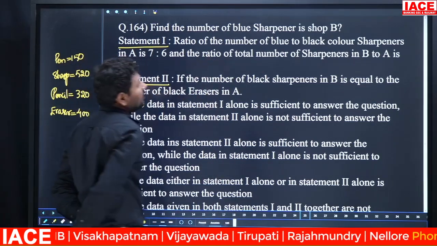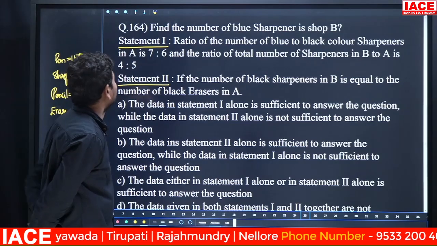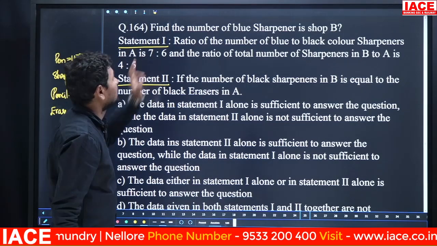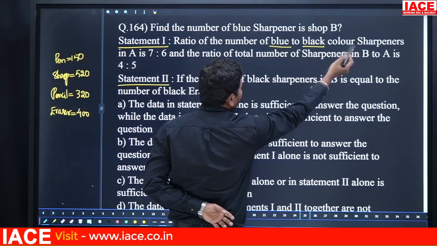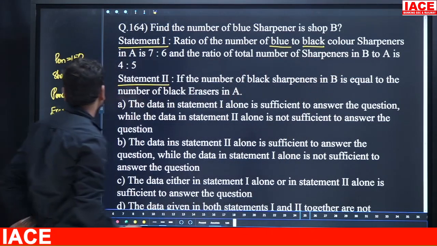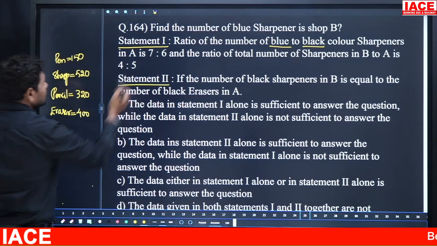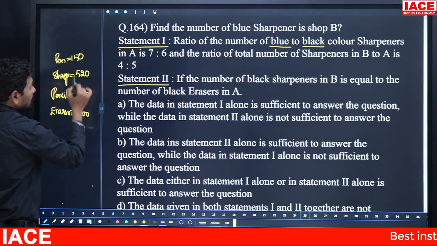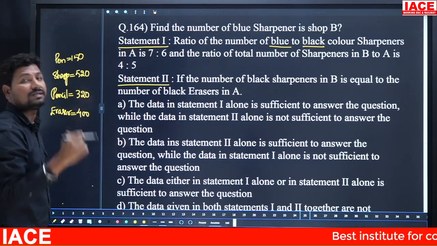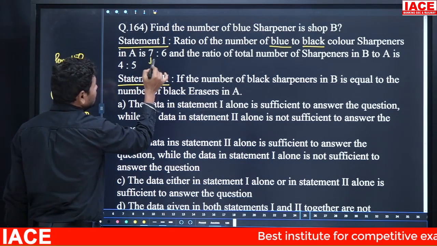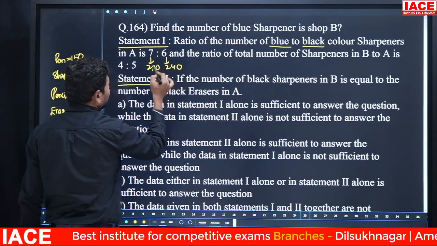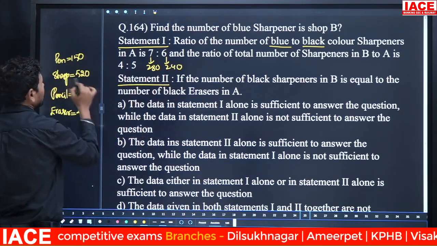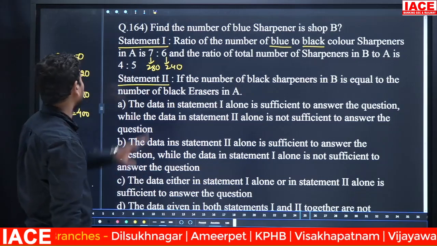The ratio of blue to black sharpeners in A is 7:6. What is the ratio? 7:6. 7 plus 6 is 13. 13 parts is equal to 520, so 1 part is equal to 40. 7 times 40 is 280, 6 times 40 is 240, and 240 plus 280 is equal to 520 overall. Okay, that is only for sharpeners.